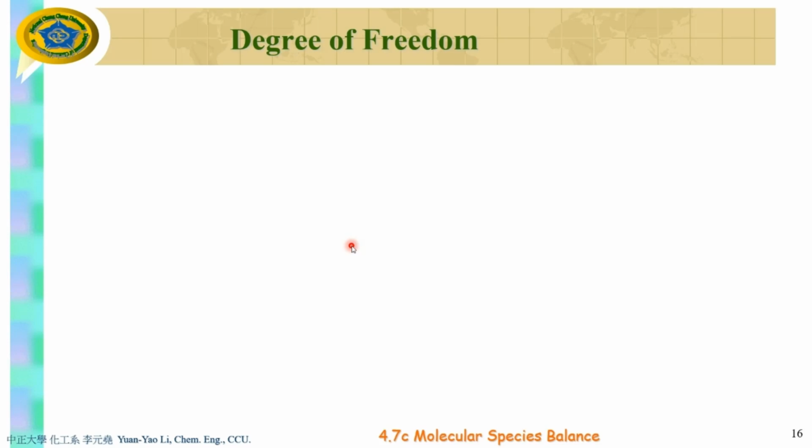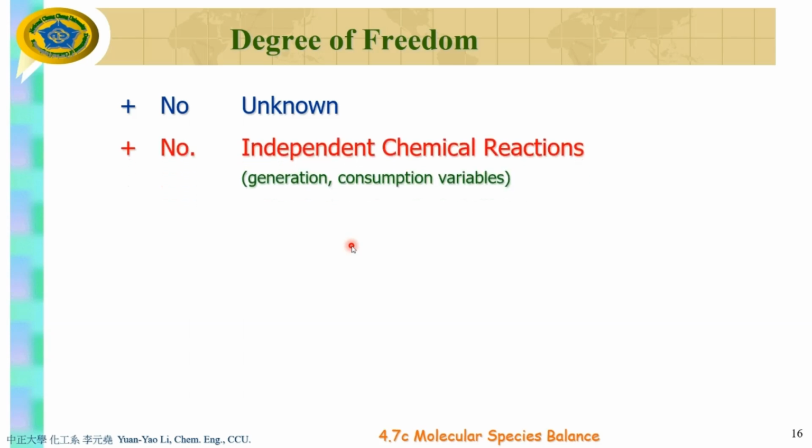Ladies and gentlemen, in your final exam, again, I want you to tell me the DOF using atomic species balance and using molecular species balance. And this is what you are going to learn here. There are 4 terms here in the degree of freedom. One is the number of unknowns, which has a plus sign. Second, also with a plus sign, is the number of independent chemical reactions.